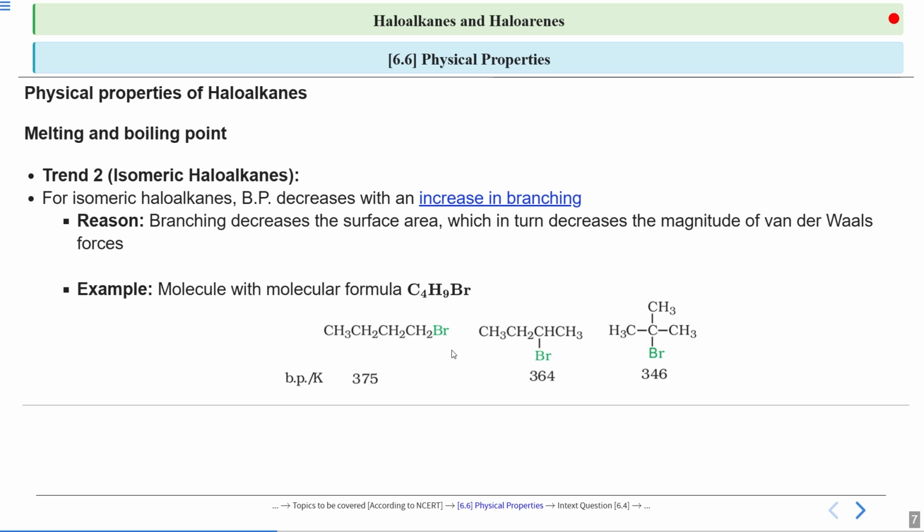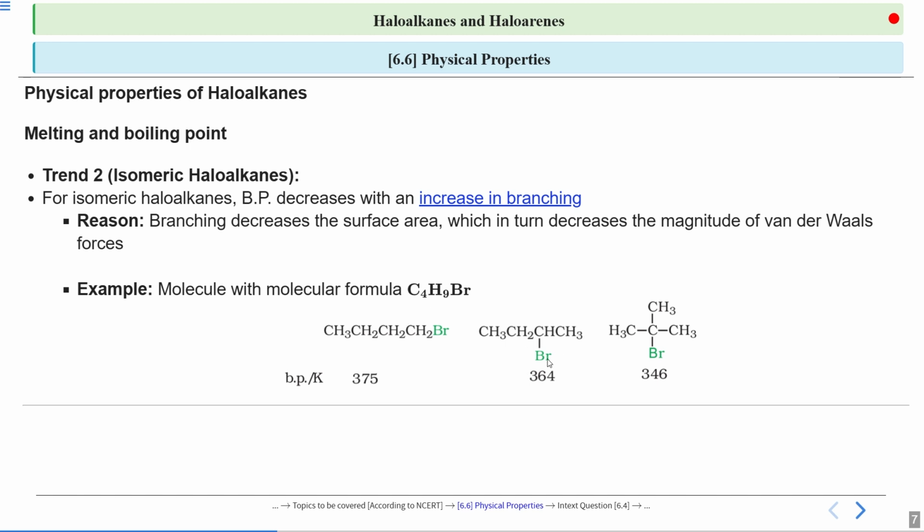Second type, or you can say the second way you can draw the structure of the C4H9Br molecule is CH3, CH2, CH, CH3, and at the second position you put this bromine. So you are branching your chain. Rather than the straight chain by putting the bromine at the first carbon, you are branching the chain by putting the bromine at the second carbon.